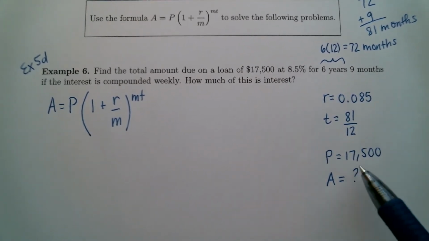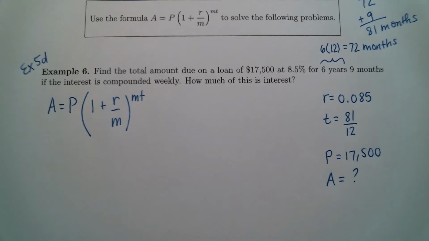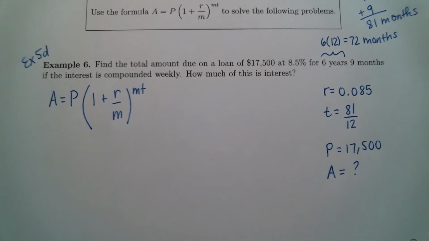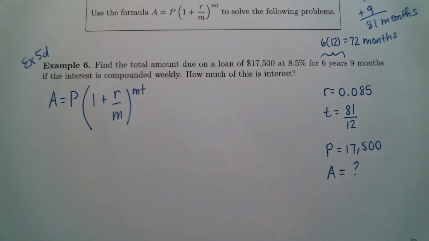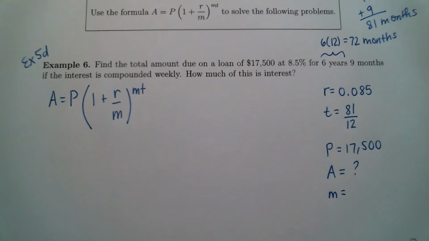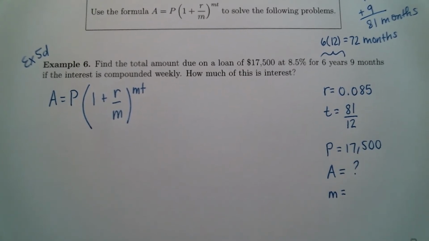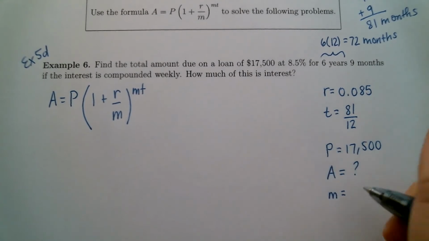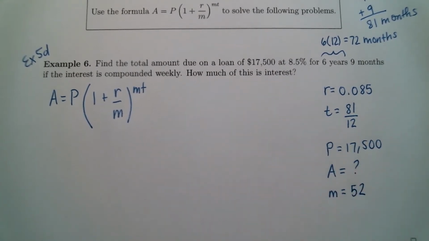Okay, remember P is present value. I'm presently borrowing $17,500, and then that amount will grow. How much I have to pay back will grow over time due to the interest. So A is going to be how much I pay back. Then we have our new variable, something we didn't encounter in the simple interest problems. M is how many times per year the interest is compounded. And we know that compounded weekly means that M should have a value of 52 times per year.